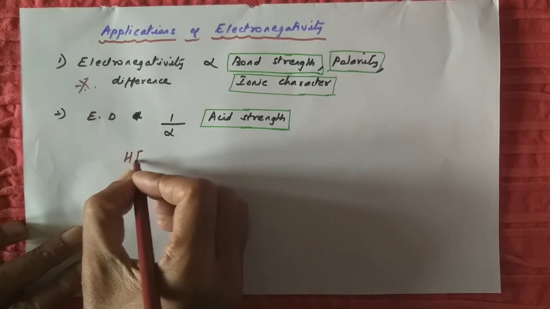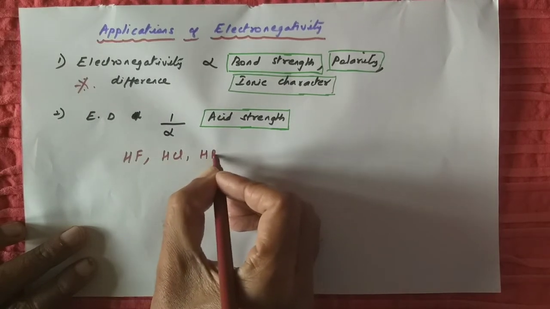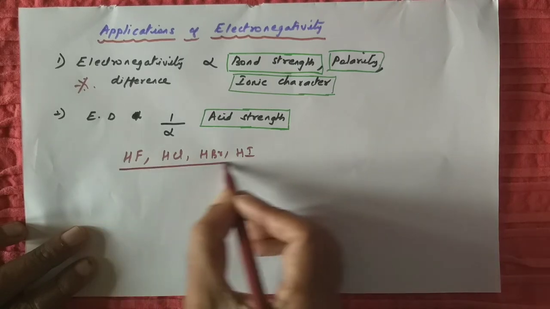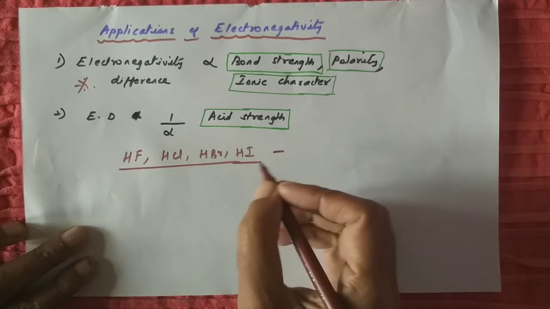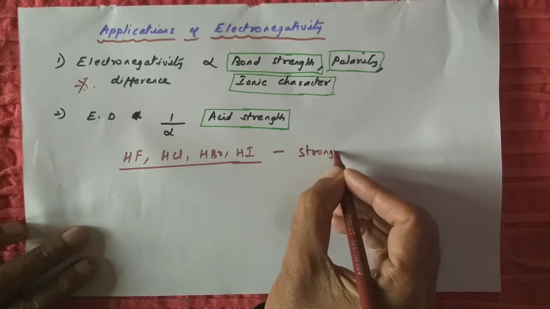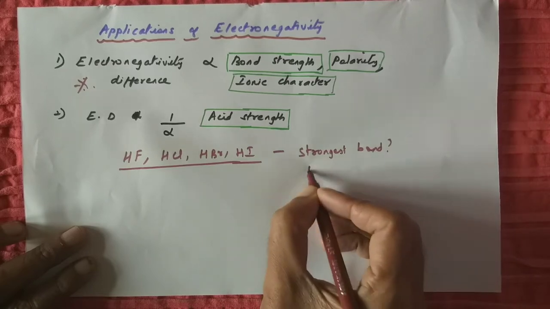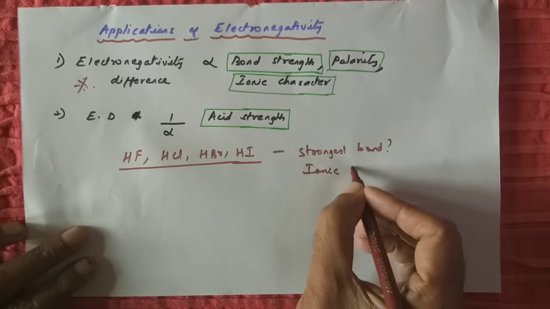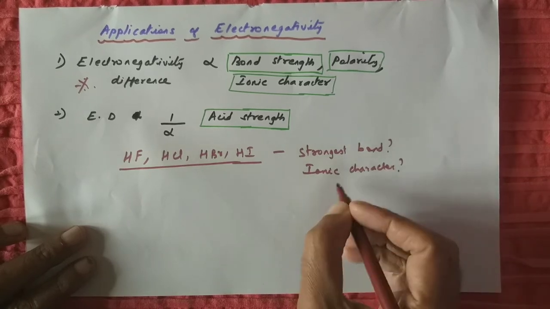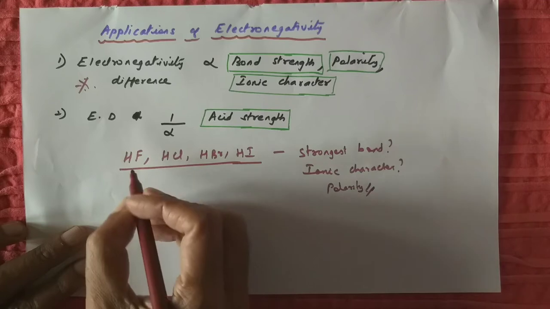Suppose I write HF, hydrogen fluoride, HCl, hydrogen bromide and HI. Out of these four, which will have the strongest bond? Or which will have high ionic character out of the four? And which will have more polarity? To answer these questions, let us start with HF.